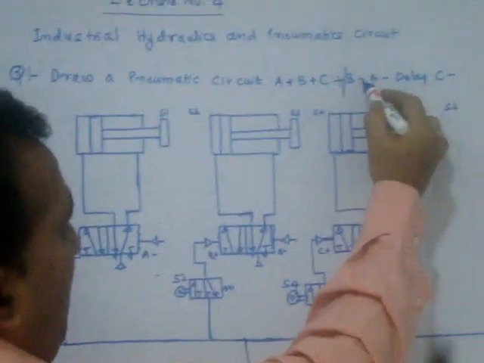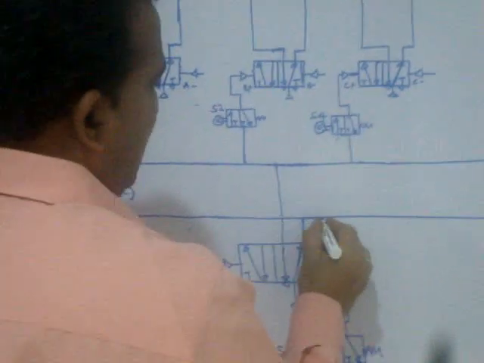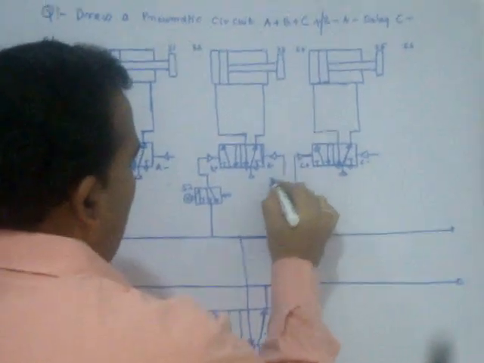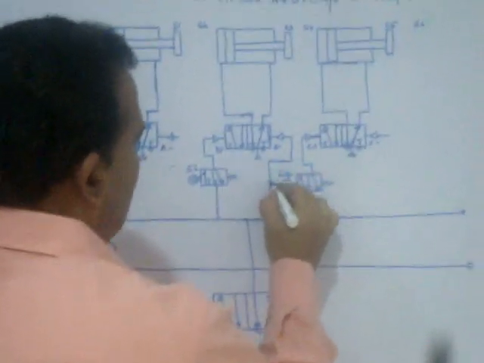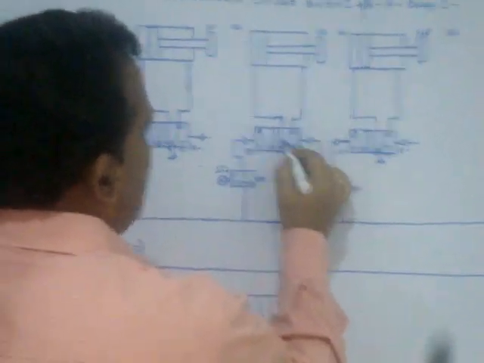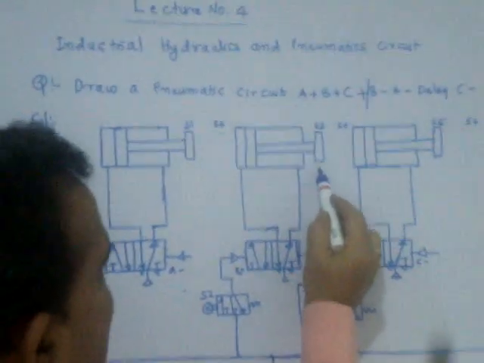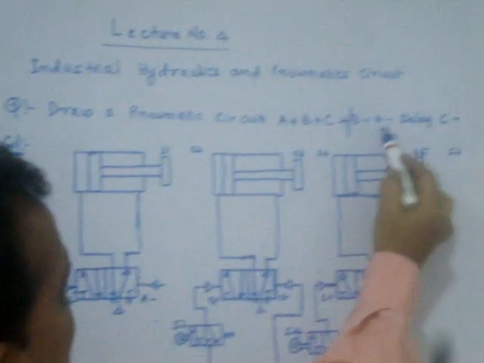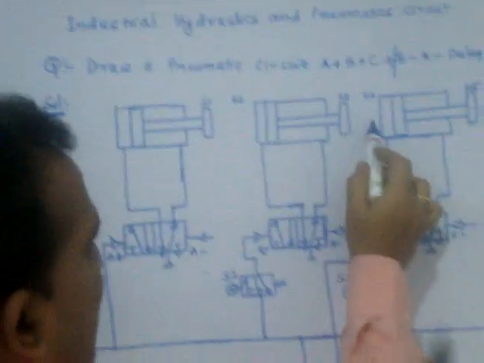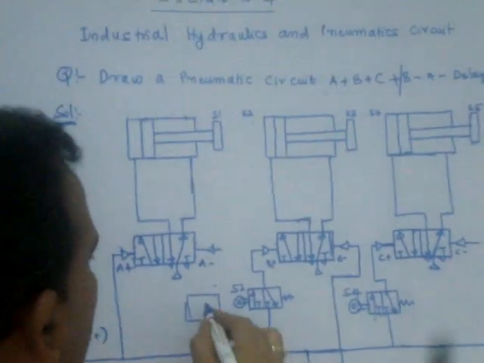In the second group comes B minus. This line is already available, so directly I will give it to B minus. If this is on, the piston goes to S3. When it reaches S3, the next is A minus. For the A minus condition, it should reach S3, so I need one more 3 by 2 here.